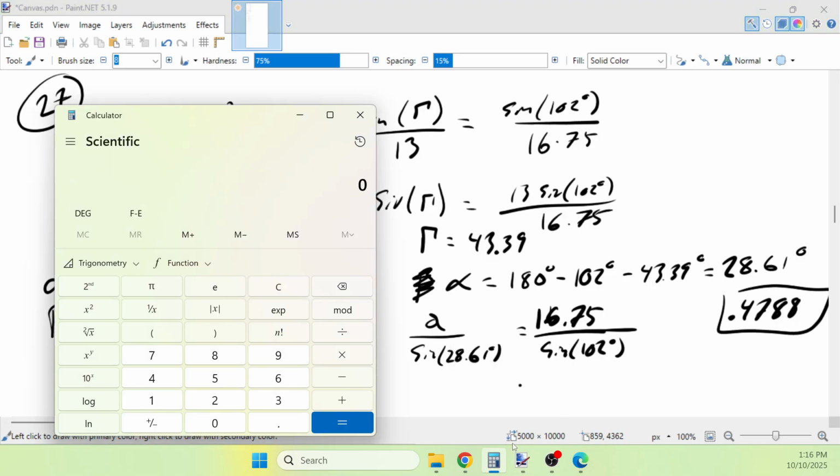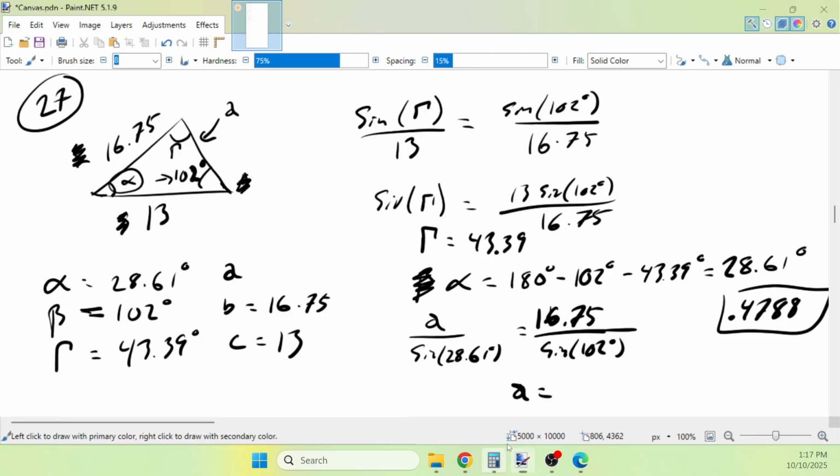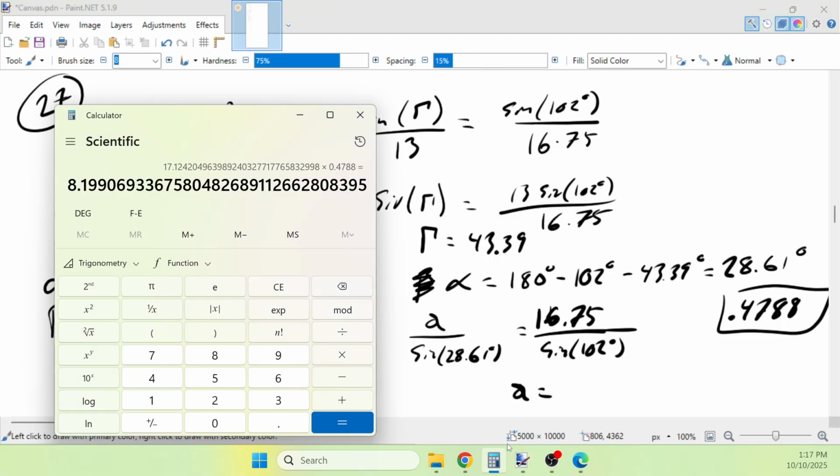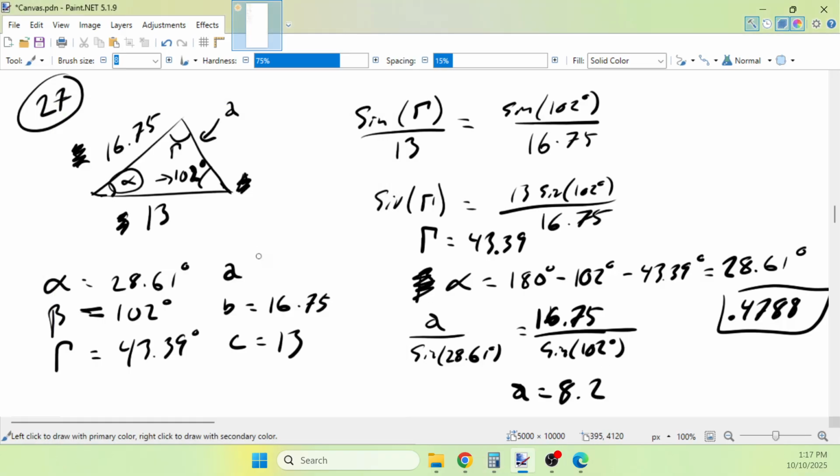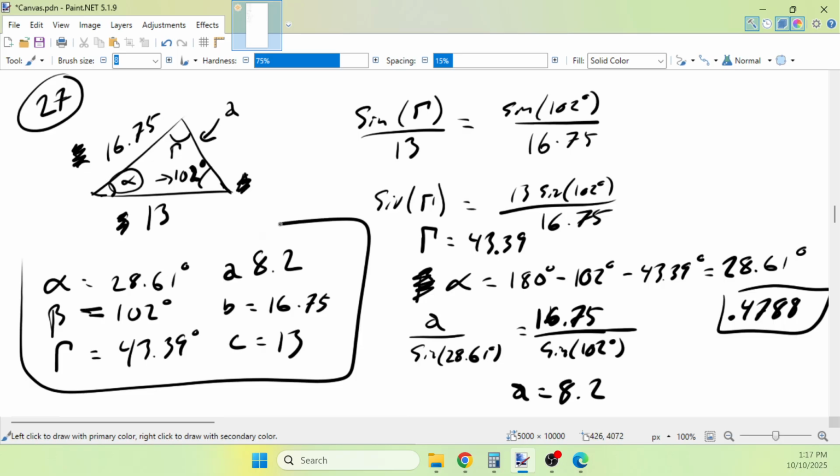Then sine of that, I take the inverse sine of that, which gives me 5.47. This gives me A equals 8. There is my solved triangle.